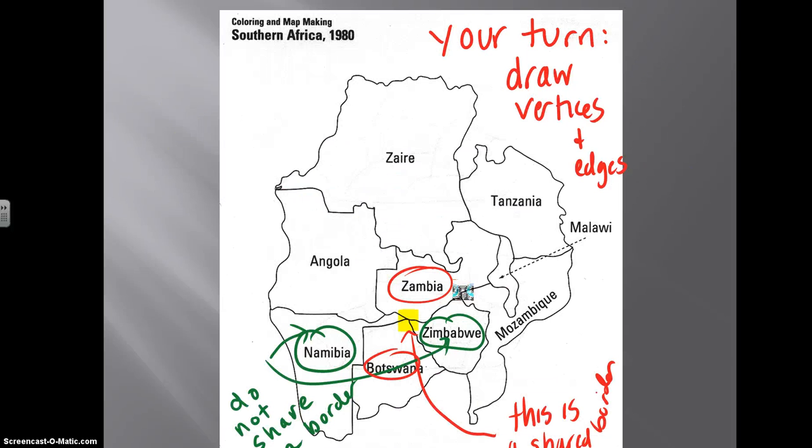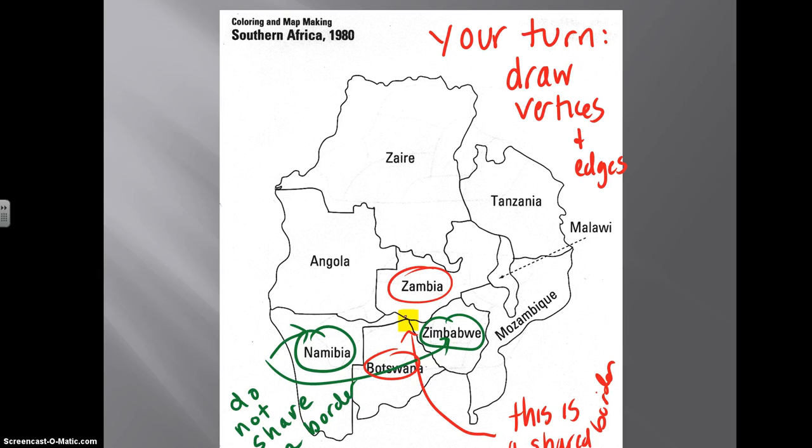Okay, you're going to try it on a very outdated map of South Africa from 1980. 2 things I need to point out about the map is that Namibia and Zimbabwe, the 2 countries in green, just touch at a point, so they could be the same color. But if you look at the countries circled in red, Zambia and Botswana, even though it looks super tiny on our map, that shared border that I highlighted in yellow is actually pretty large. So Zambia and Botswana cannot be the same color.